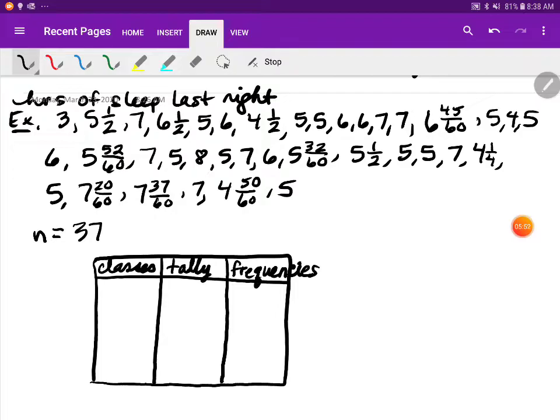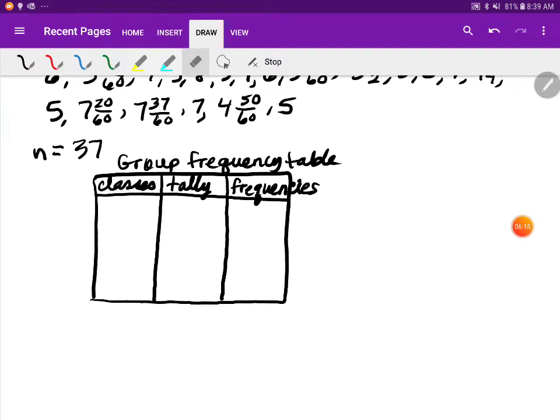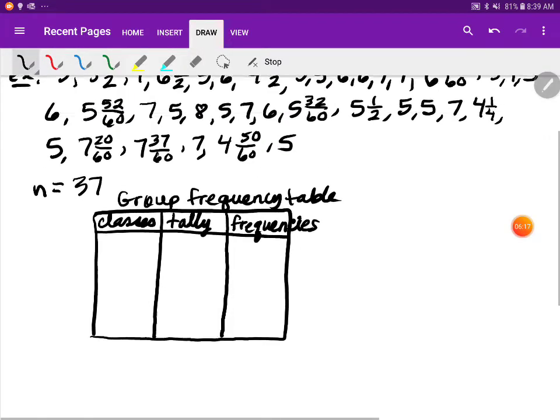Okay, and this is called, we can call this one a grouped frequency table. I should put that on the top. But you don't have to title it each time. But this is a grouped frequency table. Okay. So what are our classes?